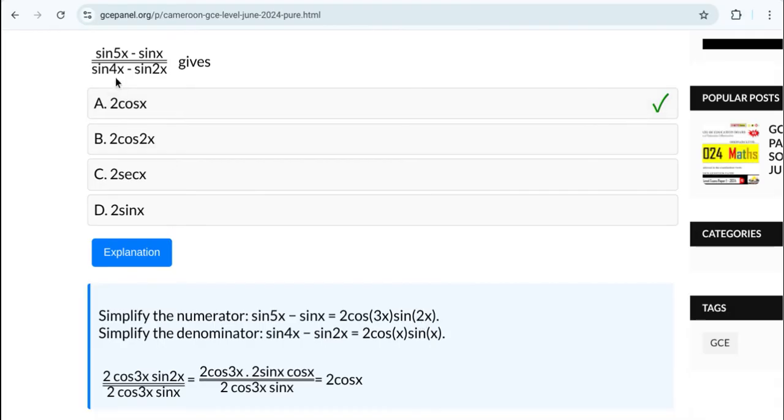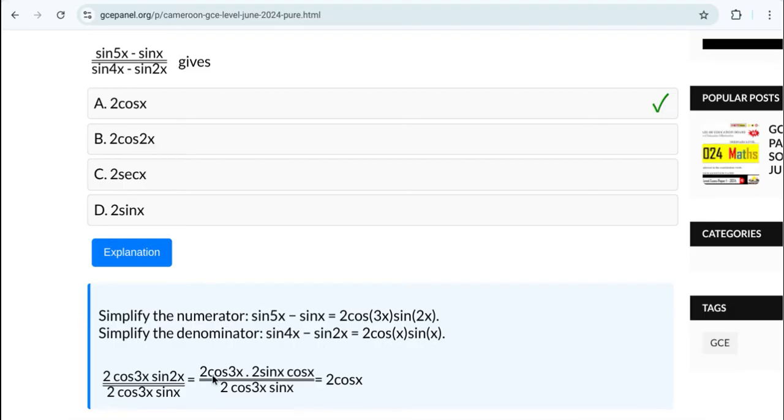For the denominator, sine 4x minus sine 2x is equal to 4x plus 2x, that's 6x, so we're going to have 2 cos of 6x on 2. I think 3 is missing here. Yes, 3 is missing here. And sine of 4x minus 2x is 2x divided by 2, sine x. So 3 is missing just here.